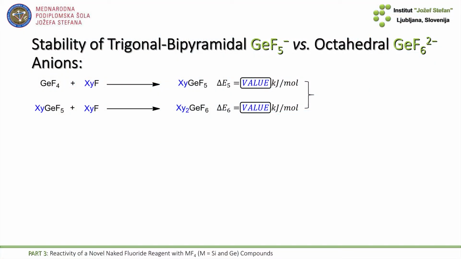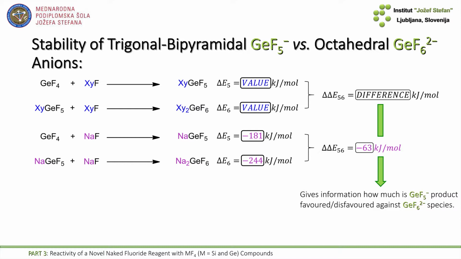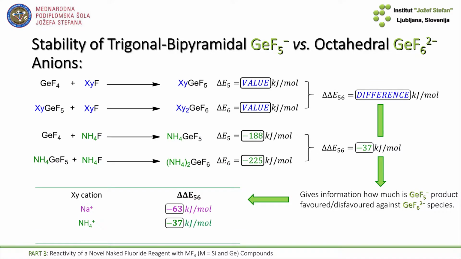So now we had a model that shows us the state of nature, and what you can do with this model then is you can change it with different cations. You get different values, and you can then subtract these values to get a difference. And this difference now gives you information on how much pentafluorido germanate is favored or disfavored against the hexafluorido germanate. And we did this. You already see the numbers for the sodium cation. The difference comes to minus 63 kilojoules per mole, and we collect the number. We then did the same for the ammonium cation, which is slightly bigger, and in the final step we did this for the tetramethylammonium cation.